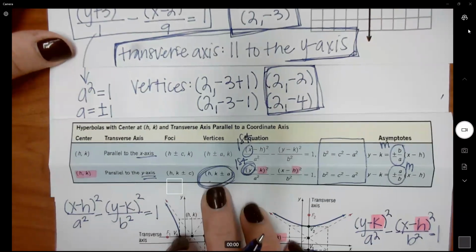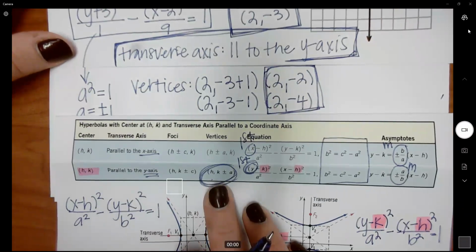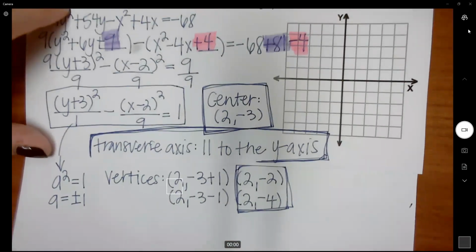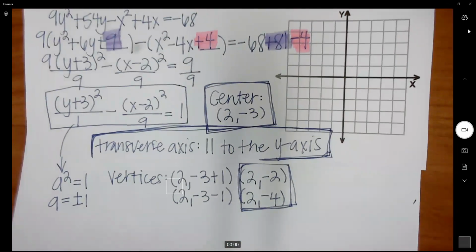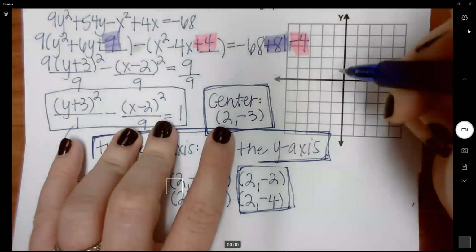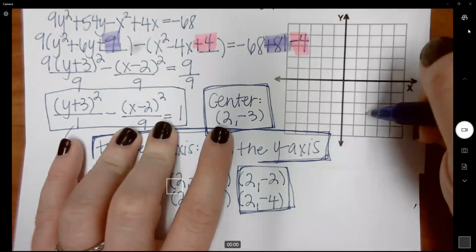Now, I personally don't like using these. It's just one more thing to memorize, one more thing to understand. What I would do is graph this and just figure it out. My center is at 2, -3.